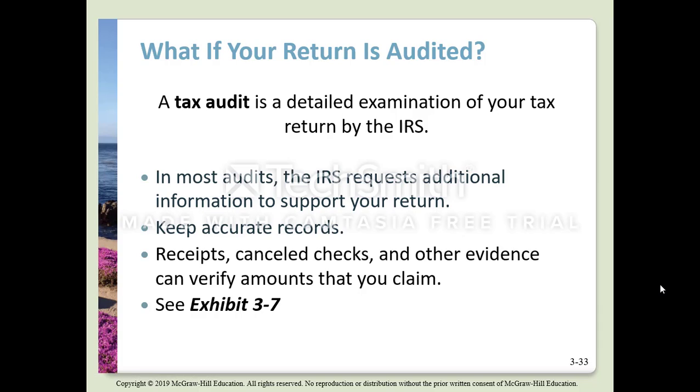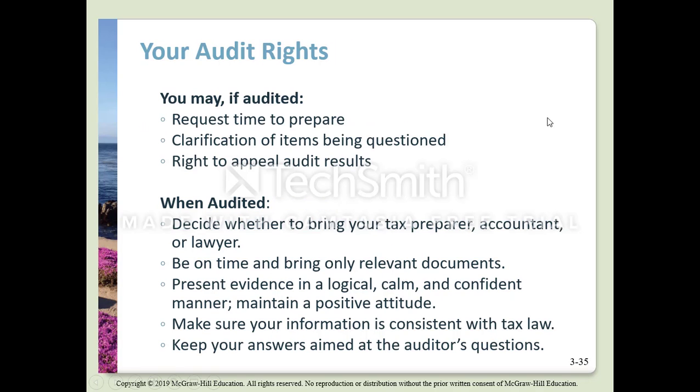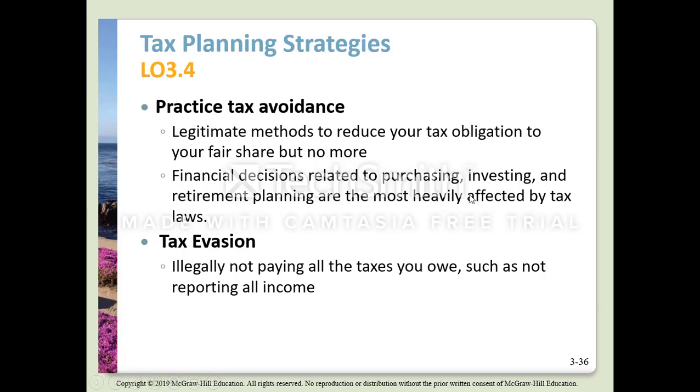What if your return is audited? A tax audit is a detailed examination of your tax return by the IRS. Just always keep your records. 7 to 10 years is suggested in case you're audited. There's 3 types of audits. There's correspondence audits, office audits, and field audits. Back to that slide real quick. Whoops, maybe not. Only 1% of Americans get audited every year.